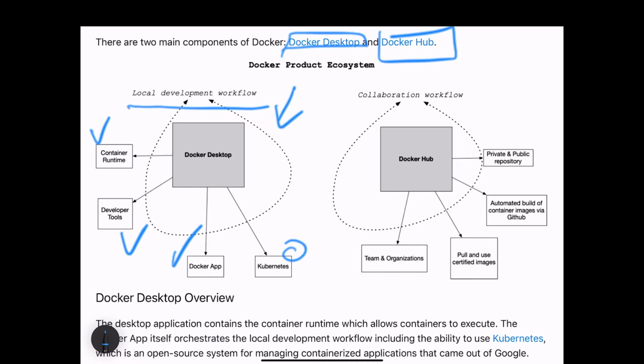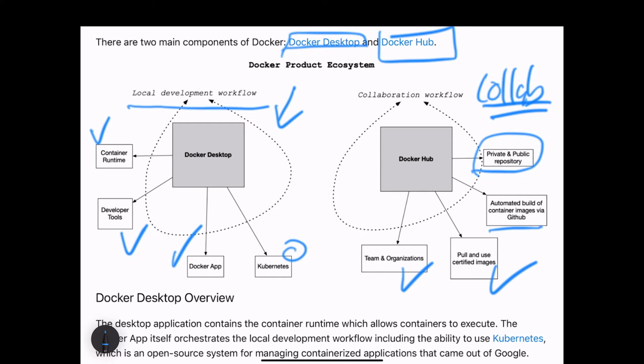Also, there's Docker Hub, which allows you to check things into a public or private repository. You can also automate the build of containers via GitHub. You can pull and use certified images. So for example, you could take the official version of a database and pull it down, and you know that the developers that created that database were the people that certified it. Also, there's teams and organizations. So this is a lot more of a collaborative environment, where Docker Desktop is the development environment.